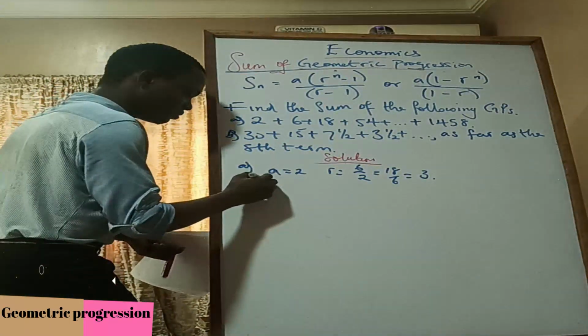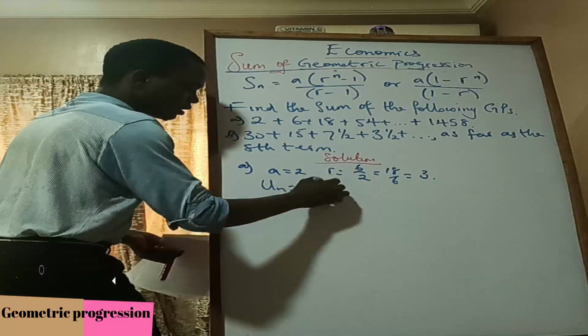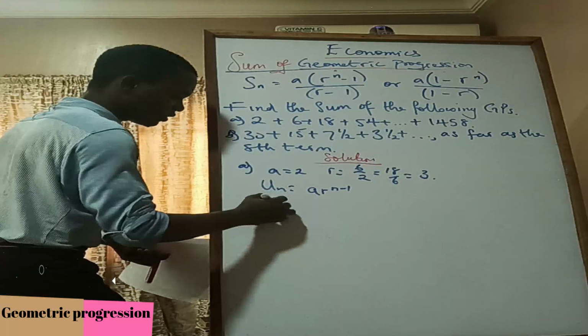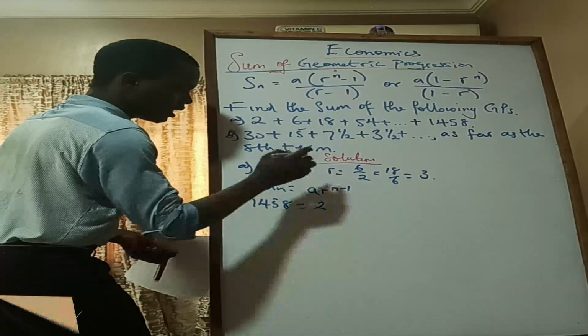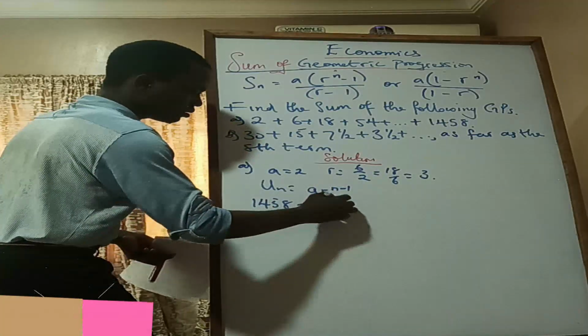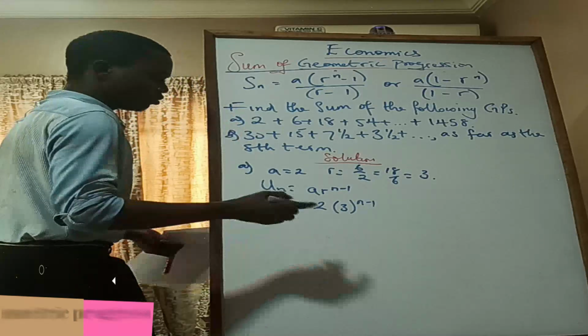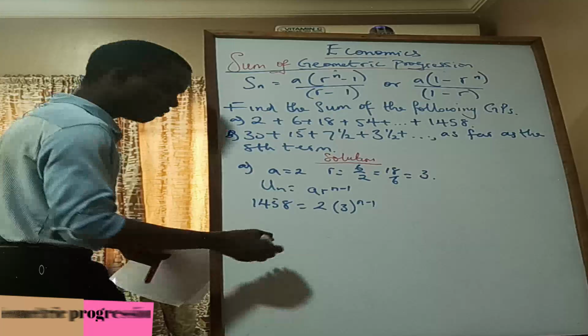So un equals a r raised to n minus 1. Our last term for that question is 1458, which will then be equal to our first term, 2, times r, which is 3, raised to n minus 1. So we could just do 1458 divided by 2. That will give us 729.